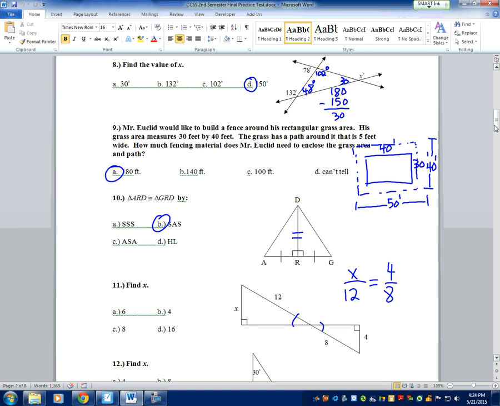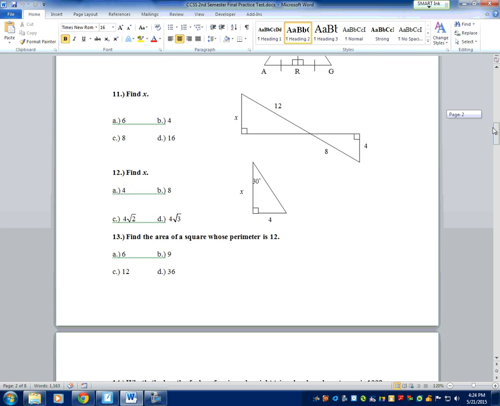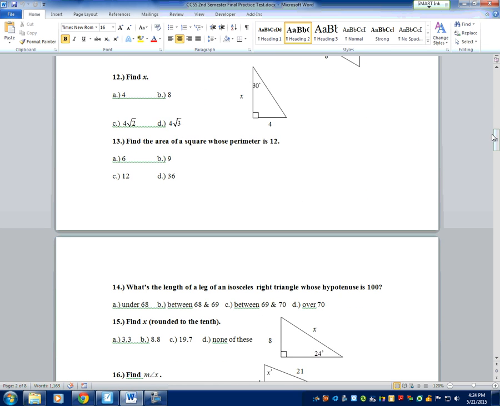Good. So any questions through 11? Good? I'm good. Okay, here we go. Let's do the next group, 12 through 15.